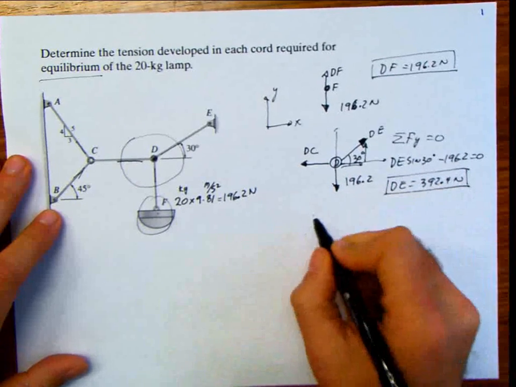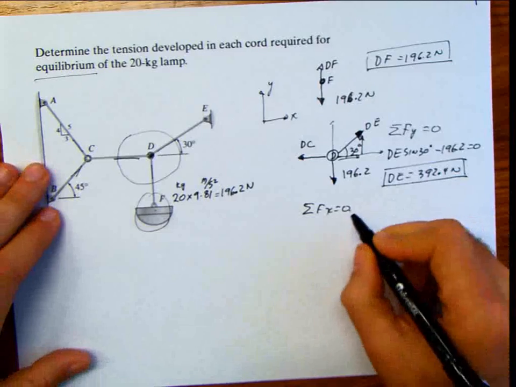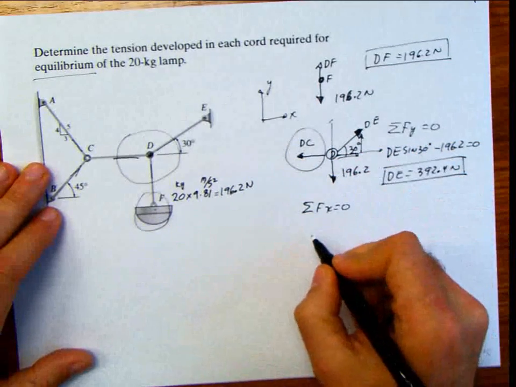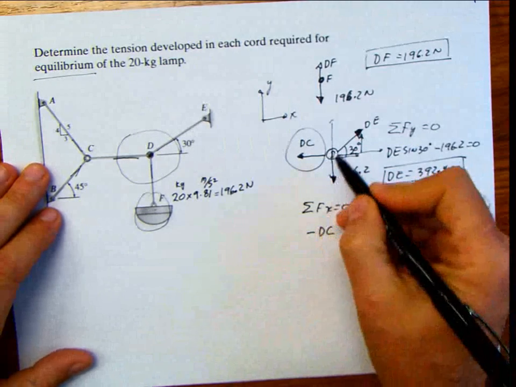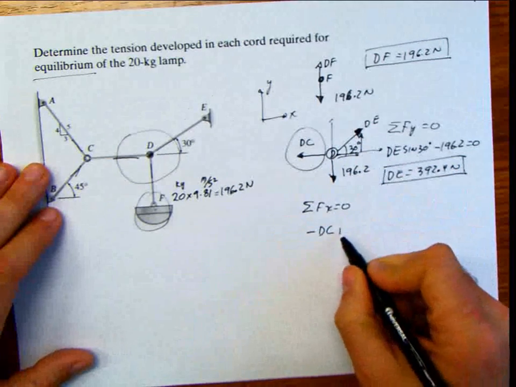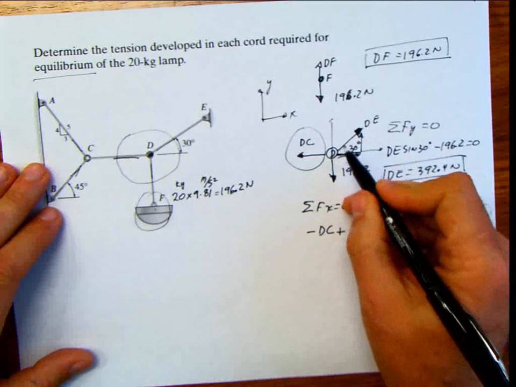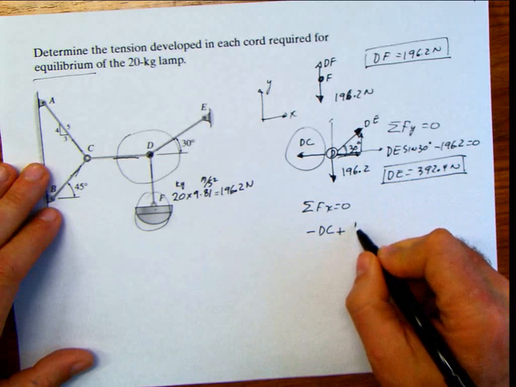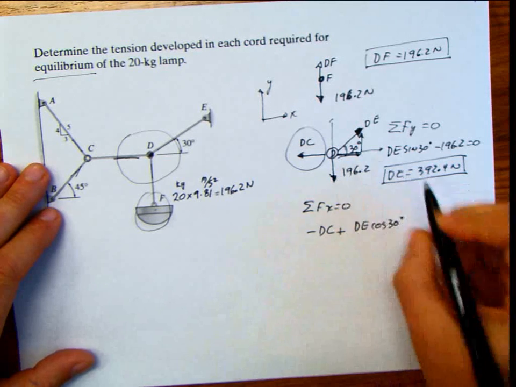Once I have that, I can come back and say summation of forces in X equals 0. I have this force DC negative. Why negative? Because it's going to the left, and I'm assuming positive is to the right. So negative DC plus the horizontal component of DE, which is adjacent to the 30-degree angle. That means it's going to be DE cosine 30 degrees, and that's it, equals 0.